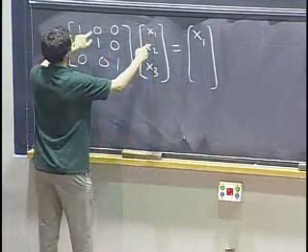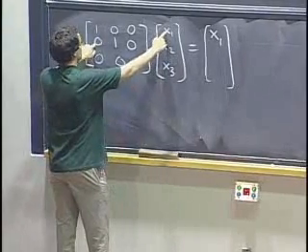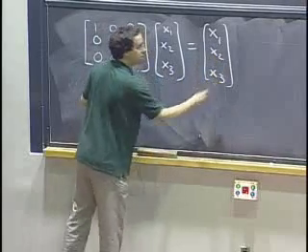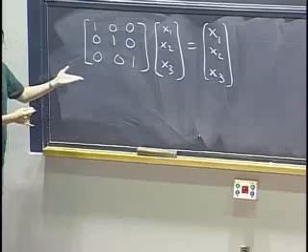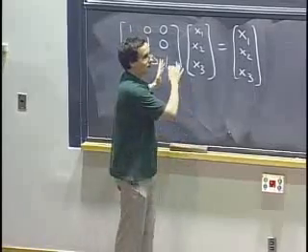1 times x1 plus 0, 0. Similarly here, if I do the dot product, I get 0 plus x2 plus 0. I get x2, and here I get x3. Okay, it works. Same thing if I put here a matrix, I will get back the same matrix.